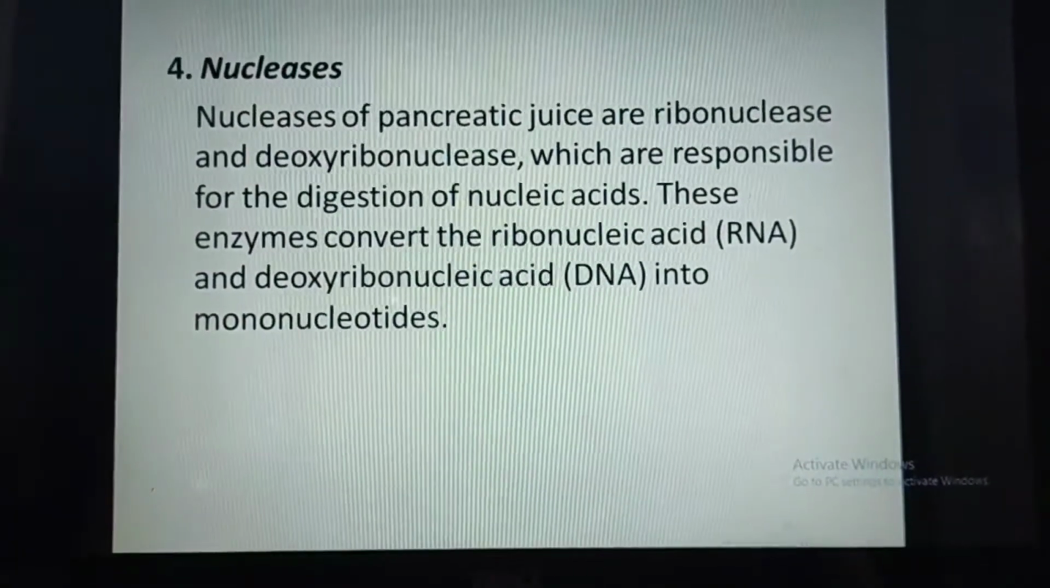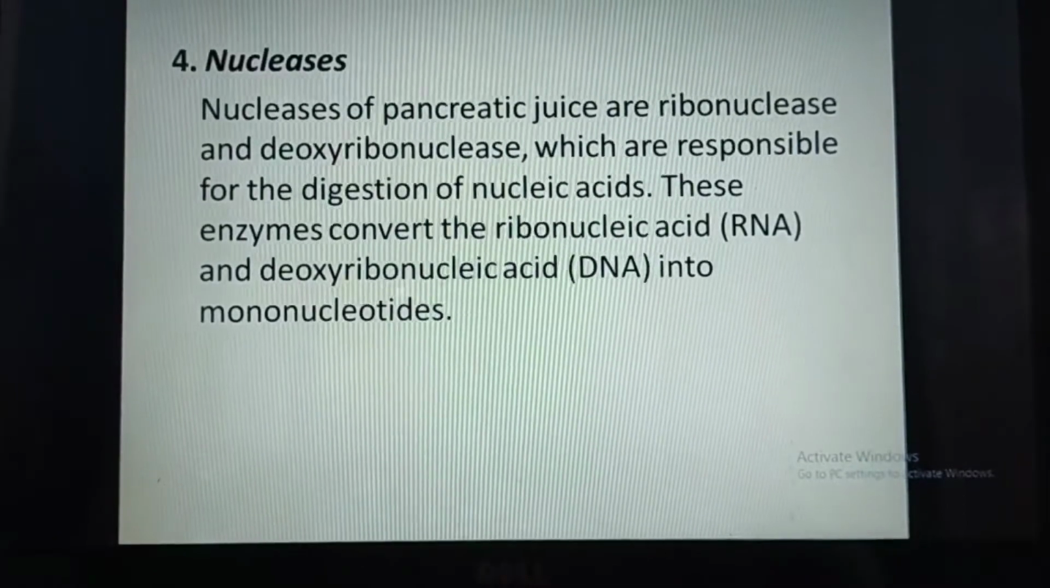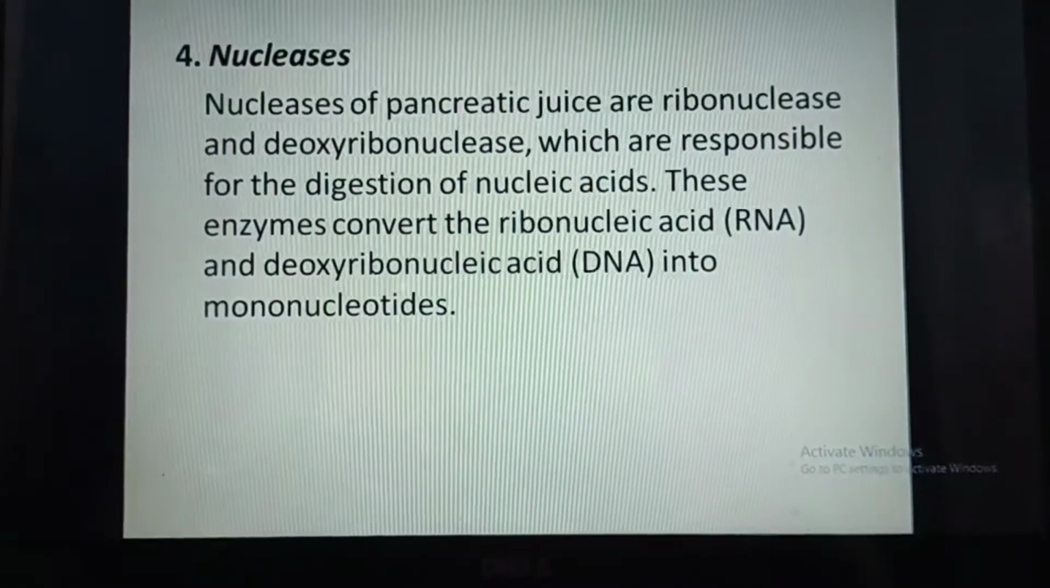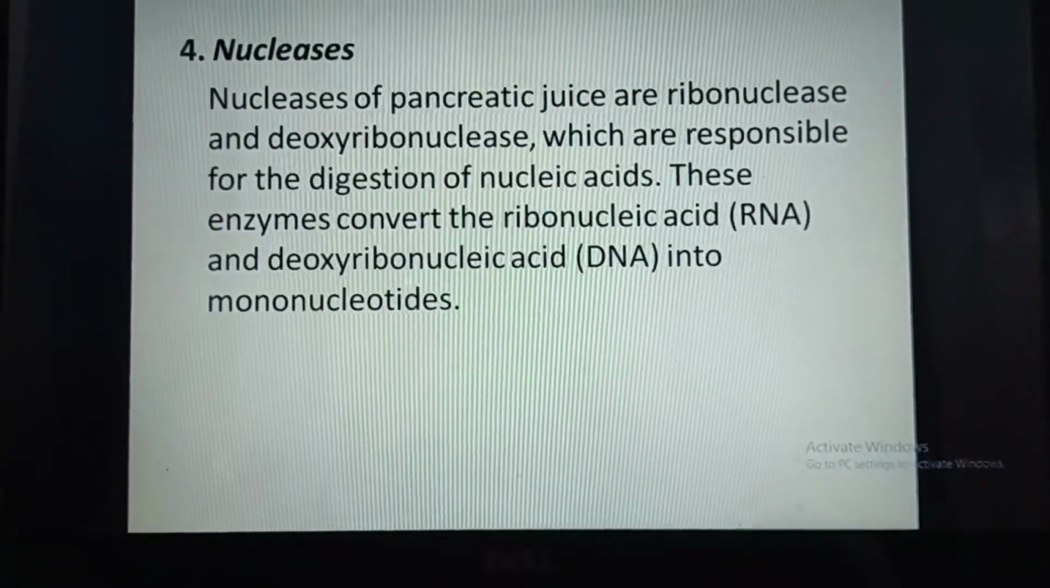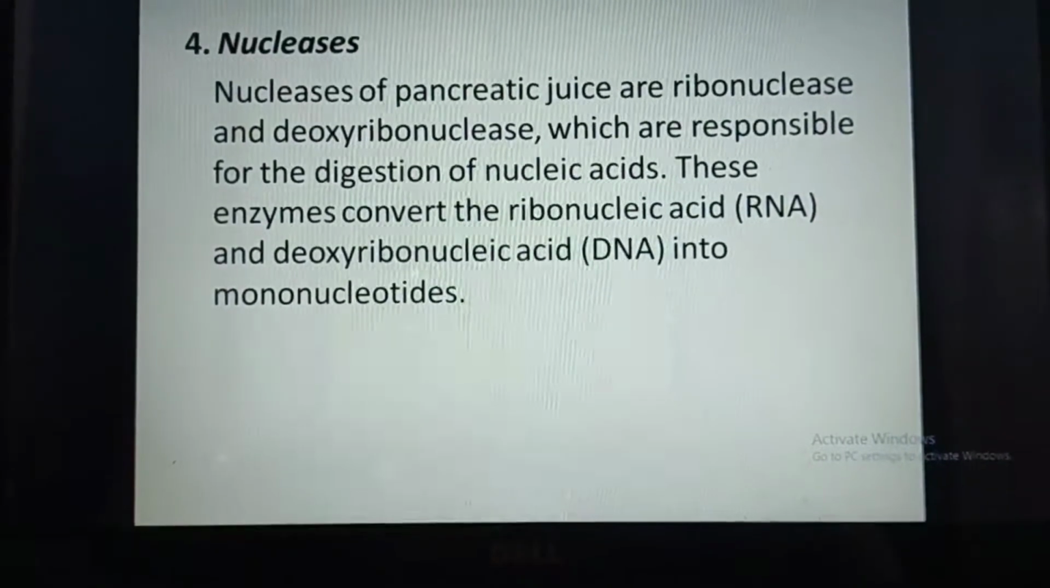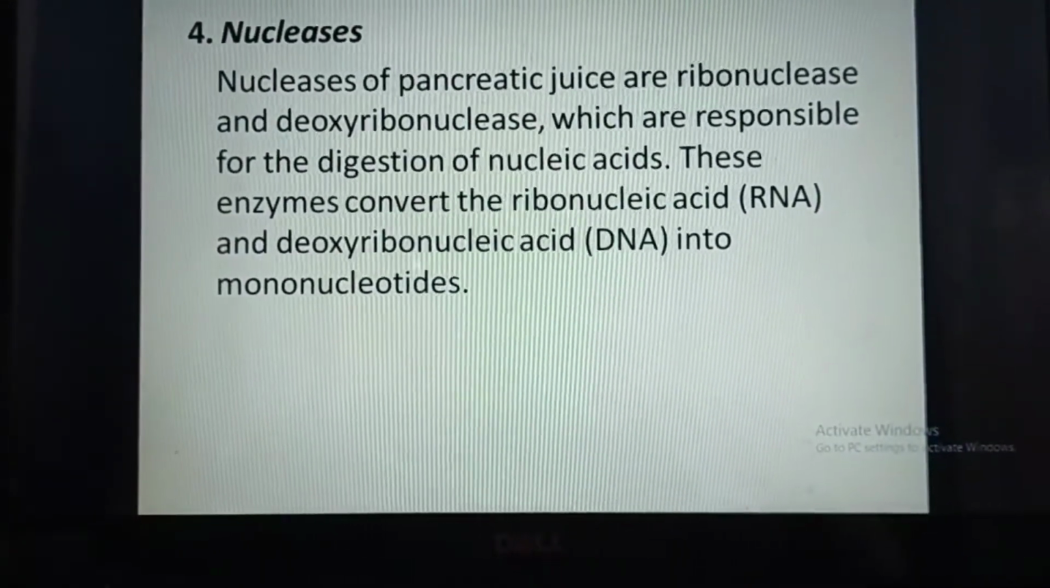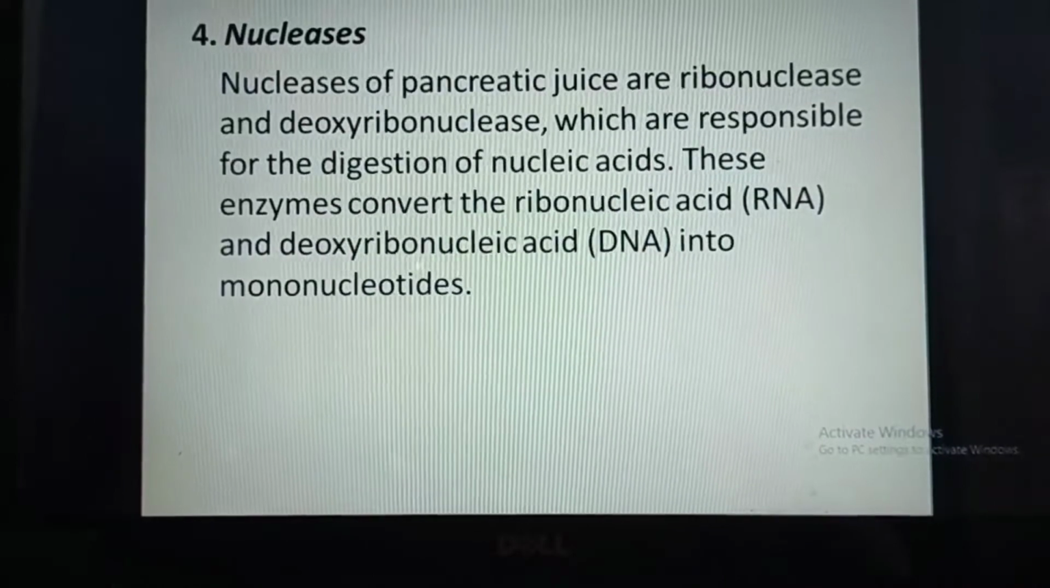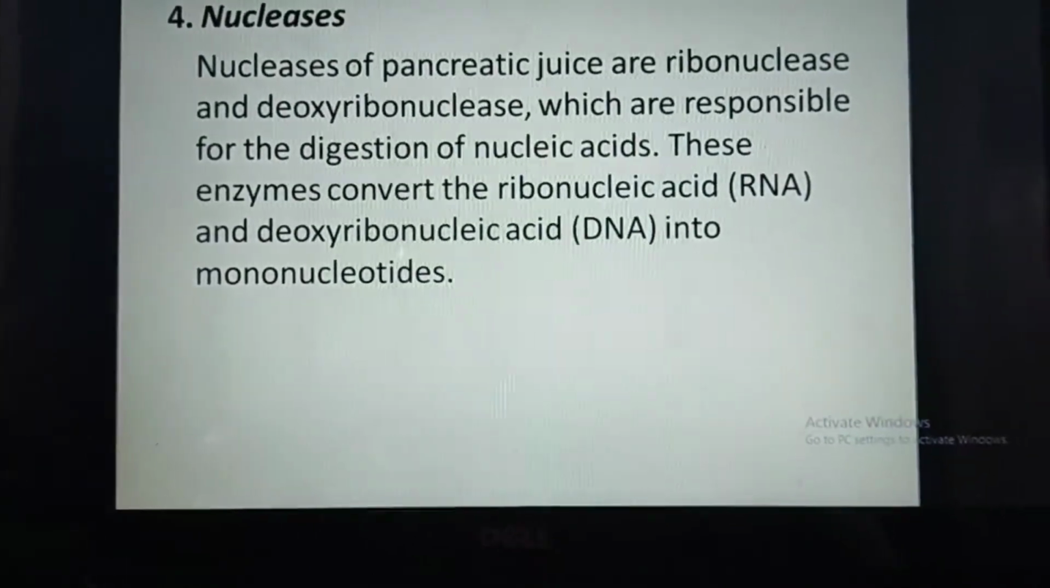Nucleases. Nucleases of pancreatic juice are ribonuclease and deoxyribonuclease, which are responsible for the digestion of nucleic acids. These enzymes convert the RNA and DNA into the mononucleotides.